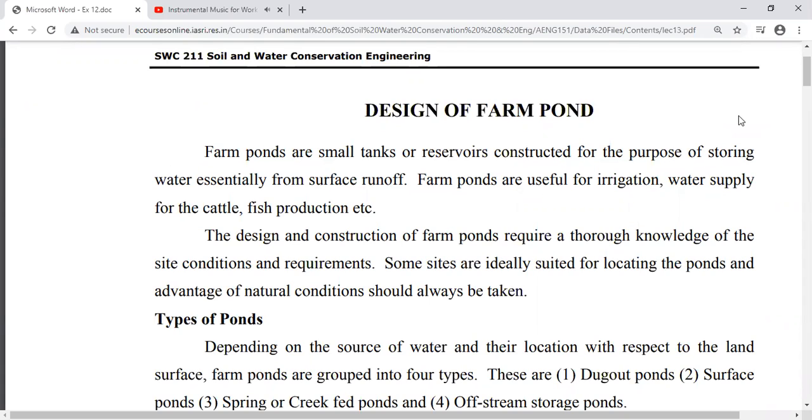Farm ponds are small tanks or reservoirs constructed for the purpose of storing water, essentially from surface runoff. Farm ponds are useful for irrigation, water supply for cattle, or fish production. The design and construction of farm ponds require a thorough knowledge of the site conditions and requirements. Some sites are ideally suited for locating ponds, and advantage of natural conditions should always be taken.